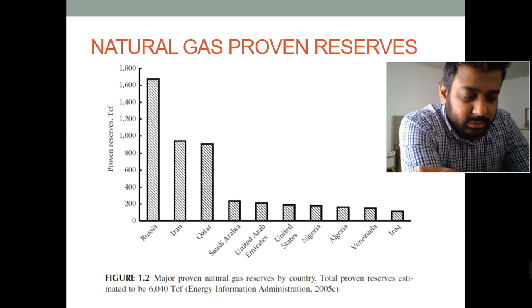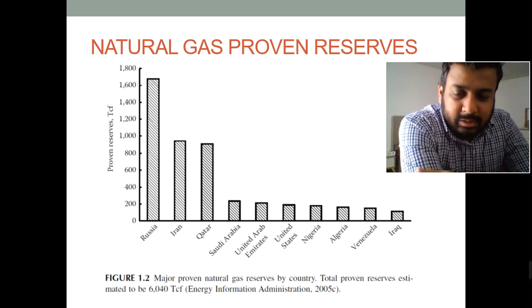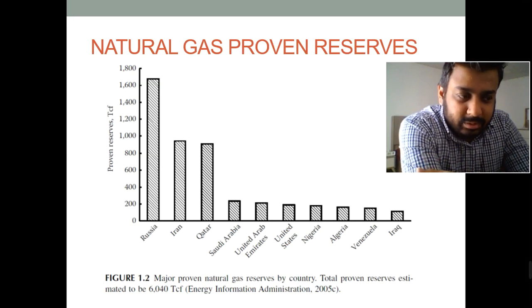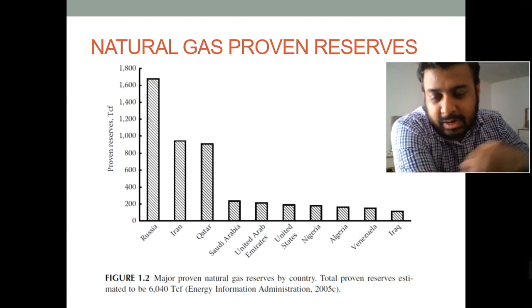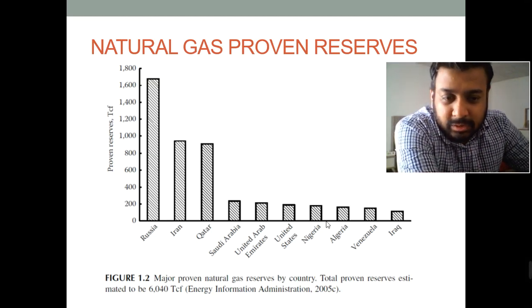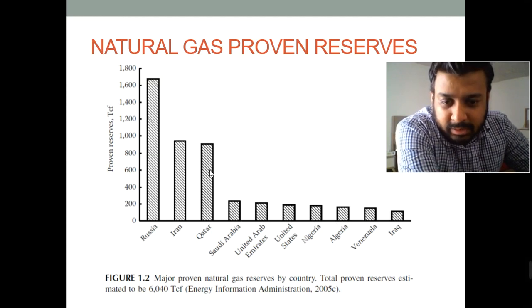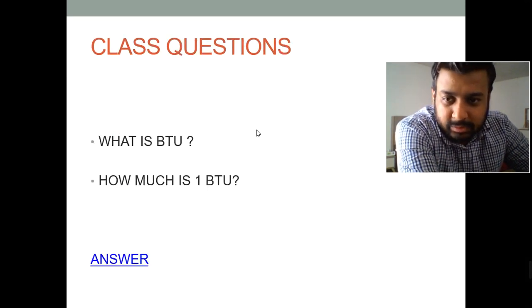There are many ways to transport natural gas. We will discuss them in the coming lectures. As you know, LNG is a very popular method nowadays, which Qatar is using to send their gas all over the world. So right now, Russia, Iran, Qatar, Saudi, all these countries have a lot of reserves, and these are as of 2005. And I'm sure if you look at the latest figures, these countries have more proven reserves right now.